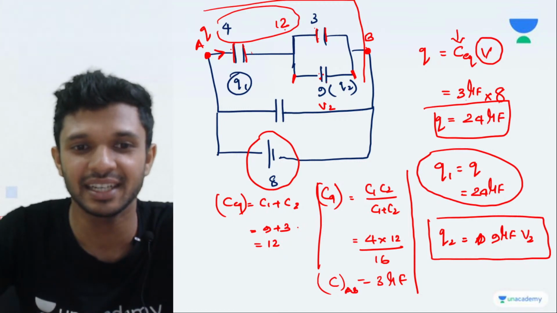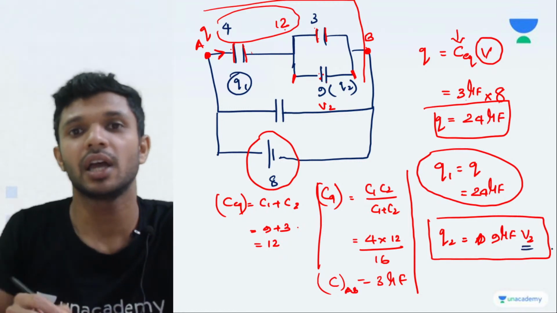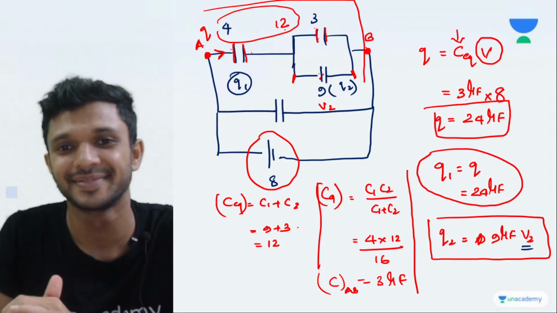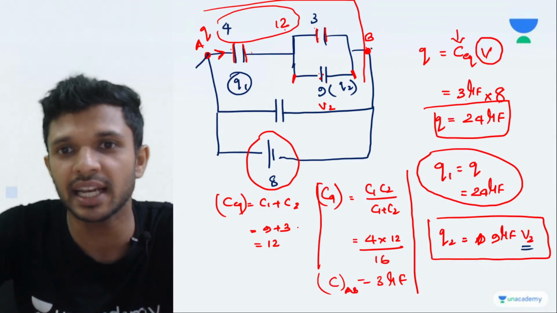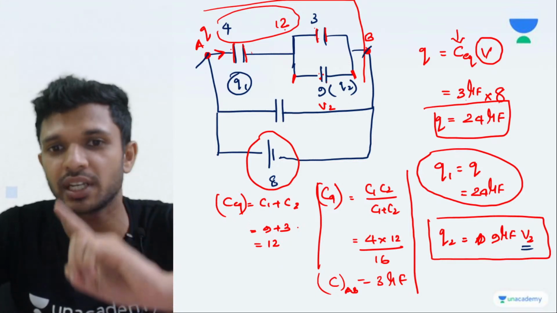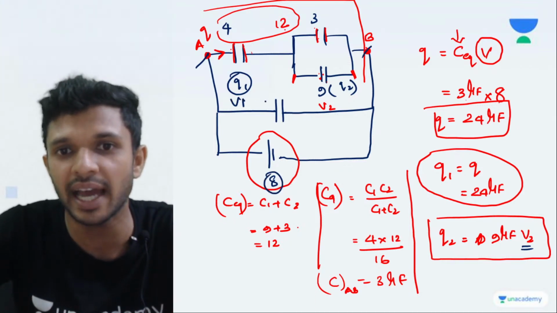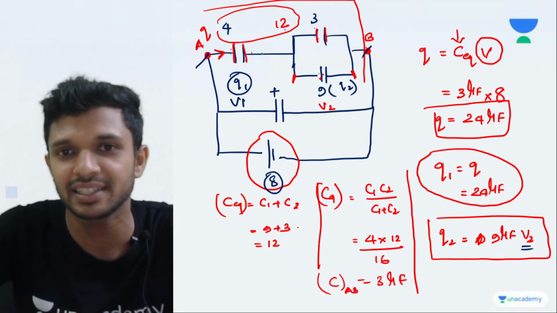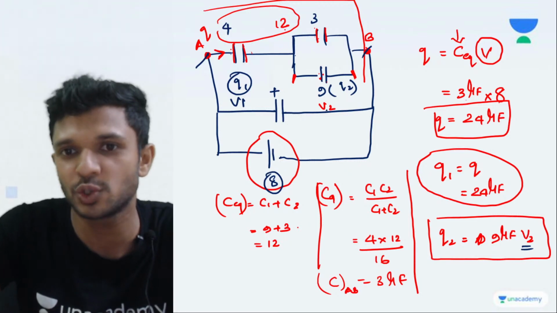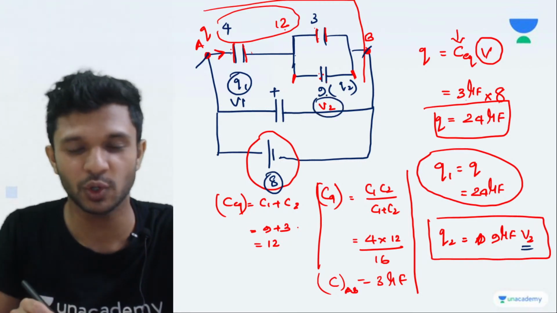How do we find this V2? You know that the total potential across AB is how much? What is the total potential? It's 8. And that is dropped as V1 and V2, isn't it? V1 will be dropped across the first capacitor, and across the combination of these two, V2 will be dropped. Yes or no?